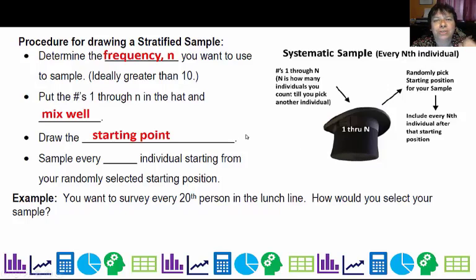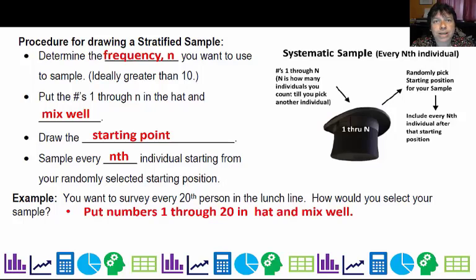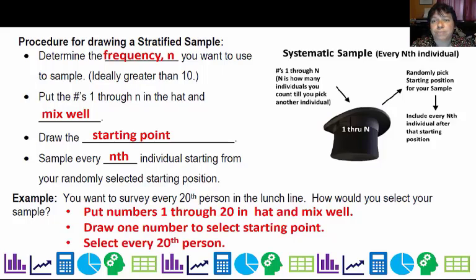Then you draw the starting point. That is what is randomized. You do not automatically start with the first person you see. Then you would sample every 10th individual from that starting point. So if you wanted to survey every 20th person in the lunch line, how would you select your sample? Well, you put the numbers 1 through 20 in a hat and mix well. Draw one number to select the starting point, and then select every 20th person. And that is a systematic sample. It has a little bit of randomization.